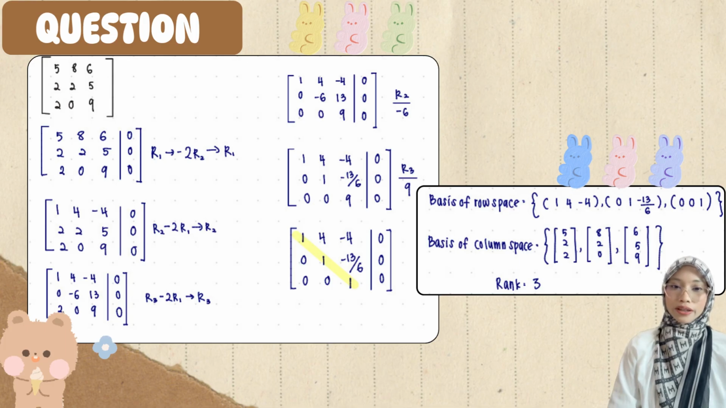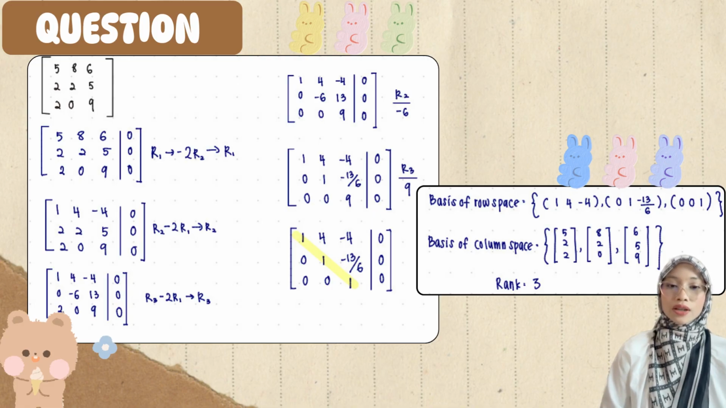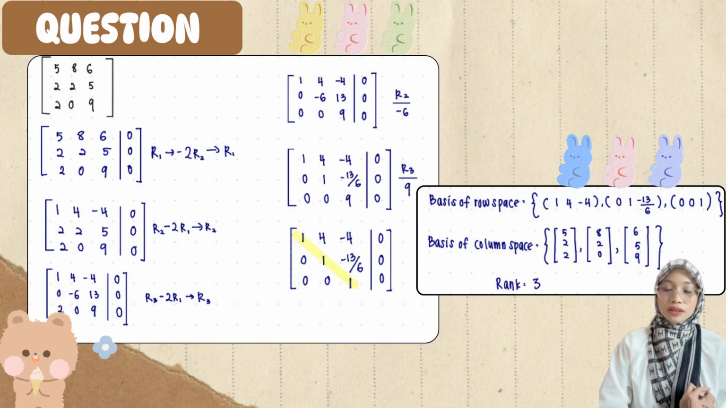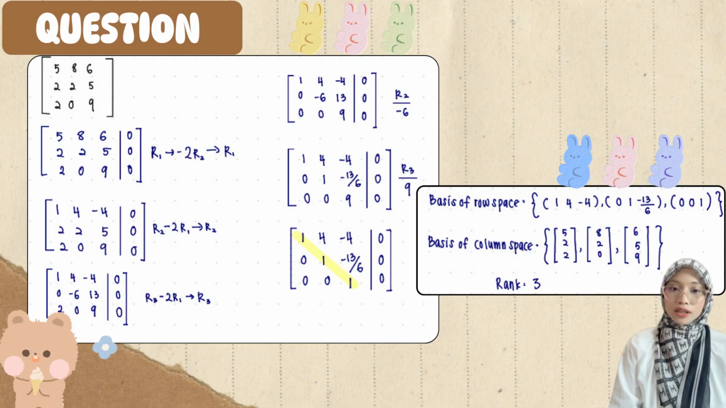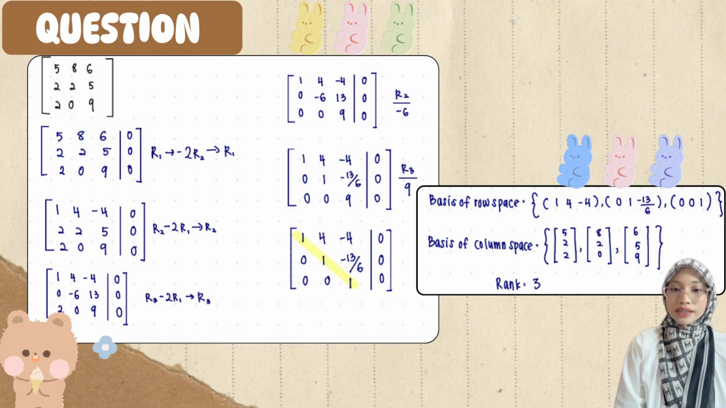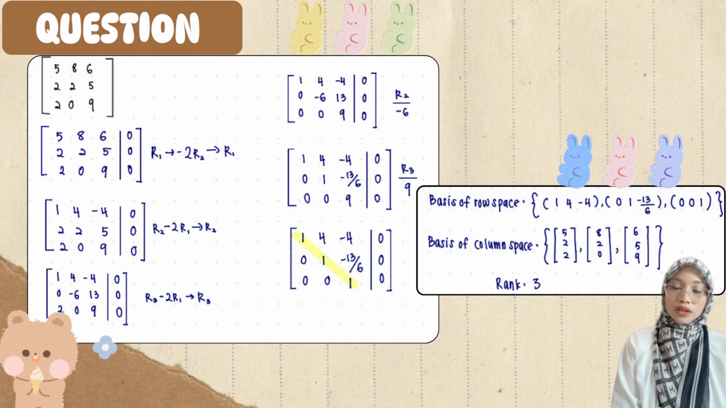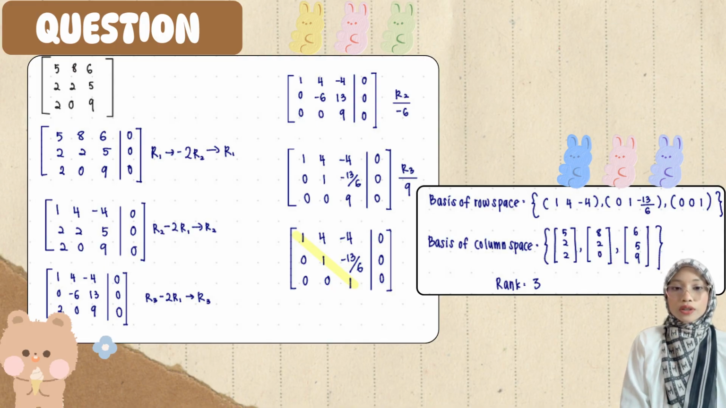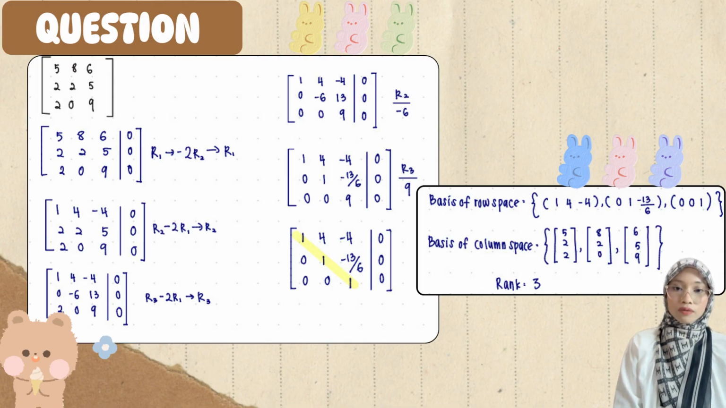The first step to finding all these spaces is to reduce our matrix A into its row echelon form, REF, using elementary row operations, ERO. Our original matrix is A equals 5, 8, 6, 2, 2, 5, 2, 0, 9. First, we want to create a leading one in the first row. We can achieve this by subtracting twice the second row from the first row, which is R1 minus 2R2 equals R1. Our first row now becomes 1, 4, negative 4.